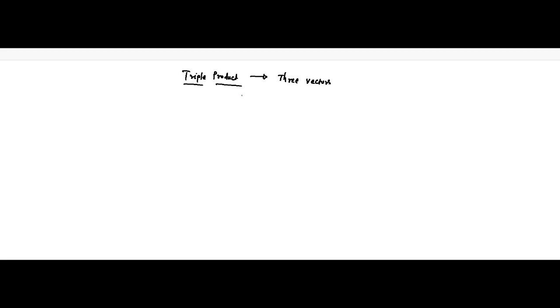First is scalar triple product, and vector triple product. Okay, like we have dot product and cross product, that is scalar product and vector product involving two vectors. Here also in triple product we have scalar triple product and vector triple product. So first we'll discuss scalar triple product and then we'll go to vector triple product.